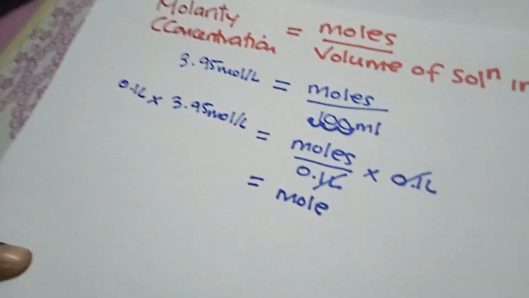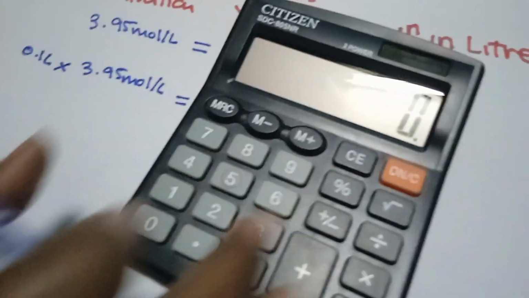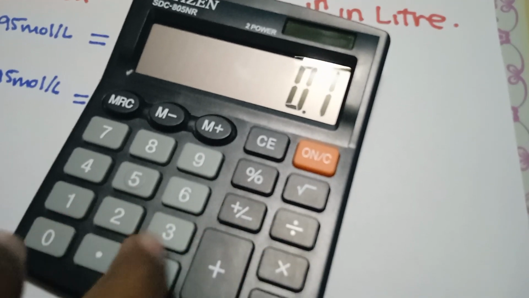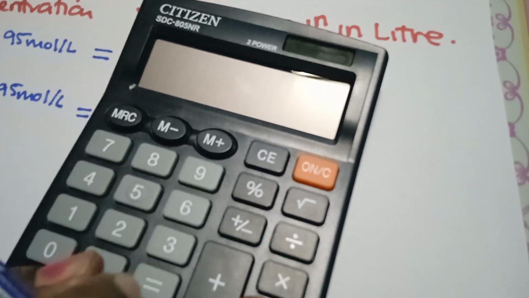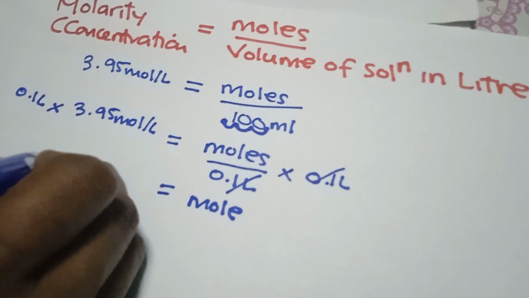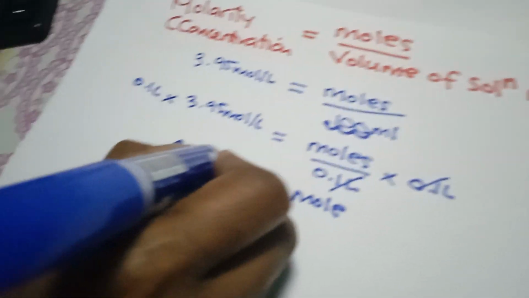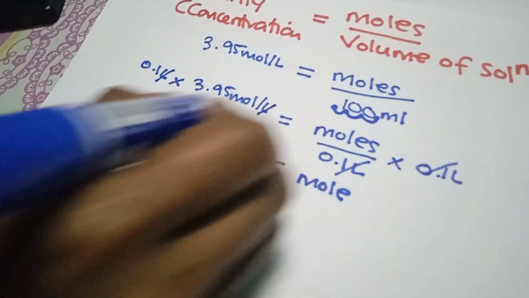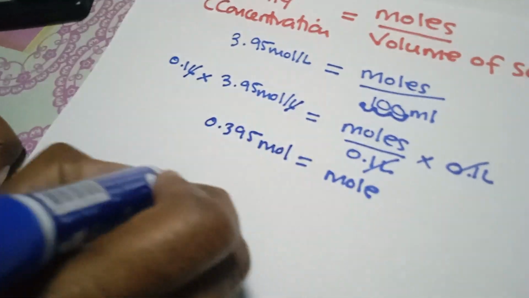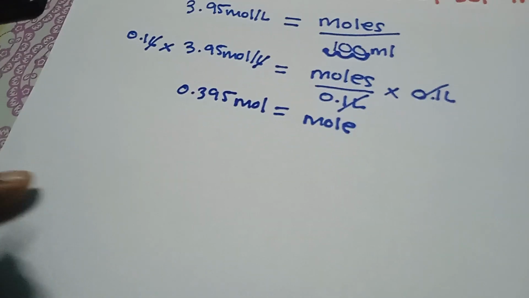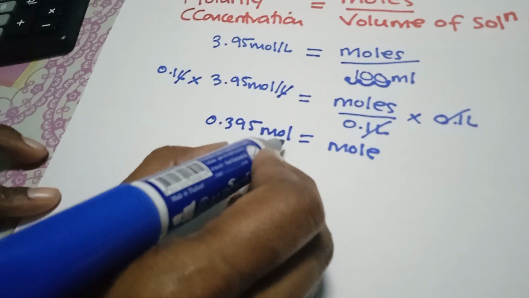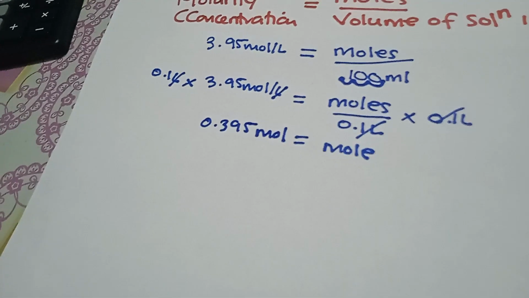So here, just simply get your calculator, calculate 0.1 times 3.95, okay, 0.395. So you write 0.395. See, the liters have been cancelled off, then you are left with mole, which is the unit of the amount of mole. So 0.395 is actually the mole of sodium hydroxide. Okay, that's the first step.